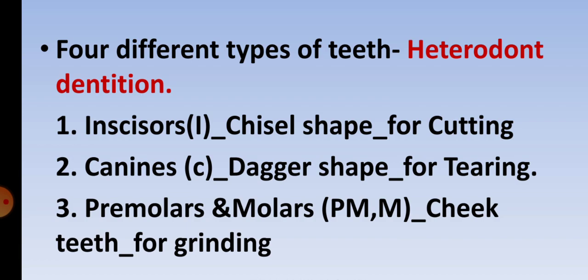The second type of teeth are canines. They are dagger shaped. These dagger shaped canines are meant for tearing. These canines are well developed in carnivores like dog, cat, lion, etc. Coming to the third type of teeth, premolars, and the fourth type of teeth, molars. These premolars and molars are called cheek teeth. They are meant for grinding.